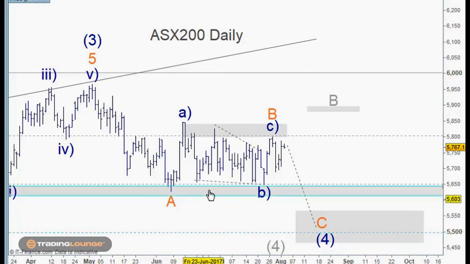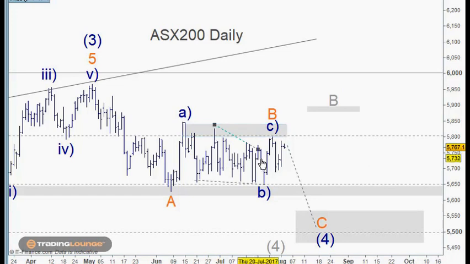A bit of a spanner in the works because we've got this really sideways complicated sort of correction here, which really is a triangle pattern, and I thought that it would just be a wave B. So an A wave, a B wave with the triangle in the B wave, and then the C wave up here with 5 waves in it, and then 5 waves down as 1 and 2, and coming down for 3 and 4 and 5 coming down through to here. So that's a real possibility, and that's sort of the way that I'm playing it.